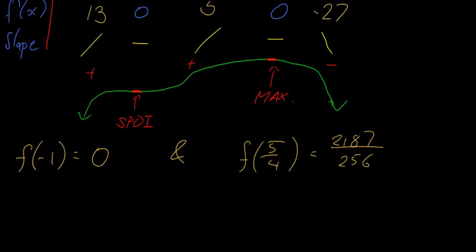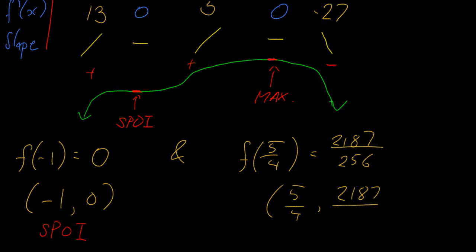And so two coordinates here: (-1, 0) is a SPOI, stationary point of inflection, and (5/4, this big fraction over here) is going to be a maximum stationary point.